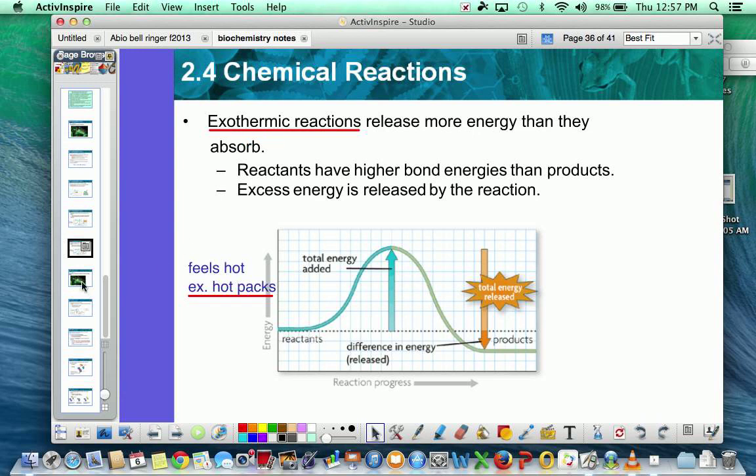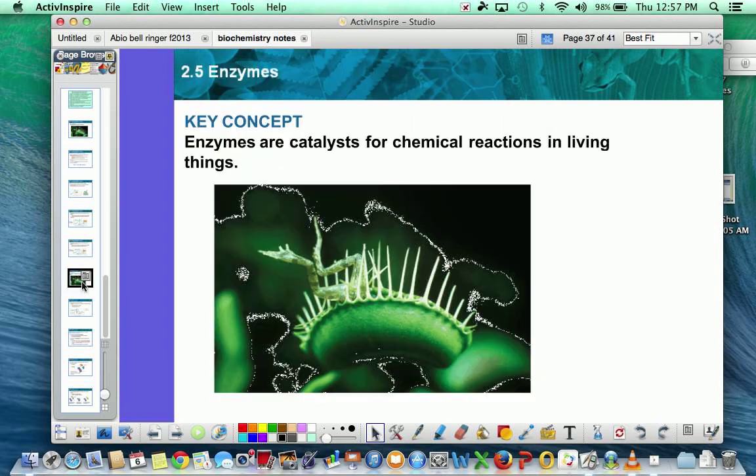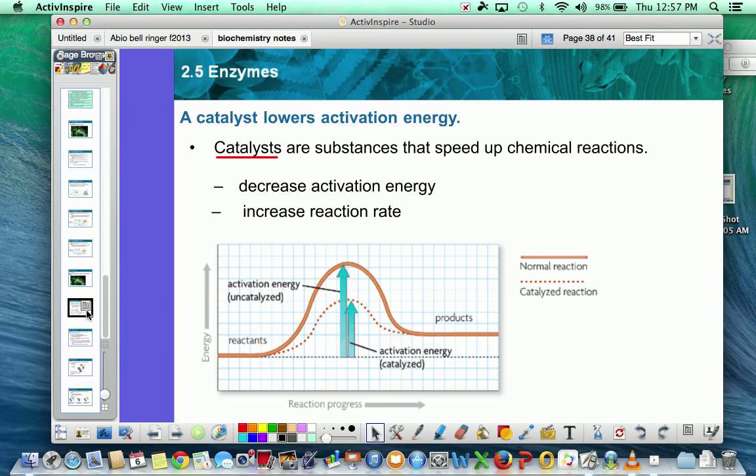All right, so that's good review from physical science, but definitely stuff that you need to know. Next, we want to talk about enzymes. Well, enzymes are catalysts. That's what they are. And a catalyst, by definition, is a substance that speeds up a chemical reaction, makes the rate of the chemical reaction go faster.